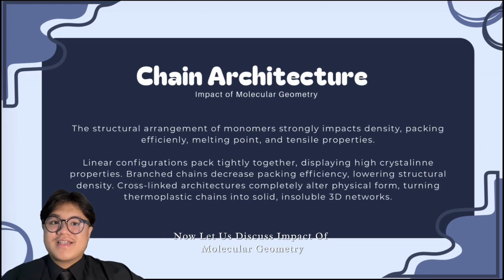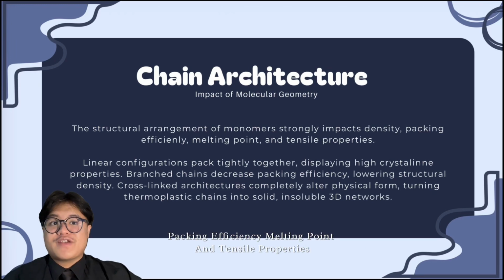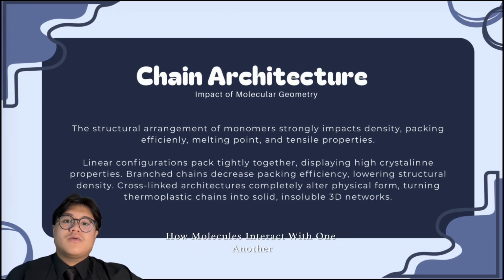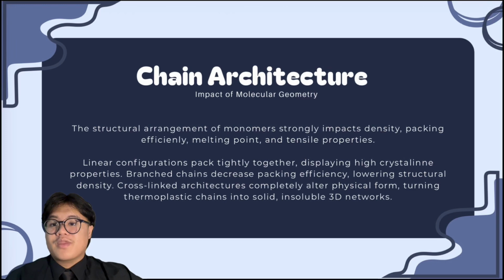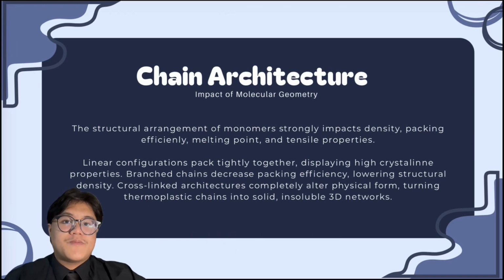Now, let us discuss the impact of molecular geometry. The structural arrangement of monomers strongly affects density, packing efficiency, melting point, and tensile properties. In simpler words, the arrangement of polymer chains influences how molecules interact with one another and determines the overall behavior of the material. For example, linear configurations pack tightly together and display high crystalline properties.